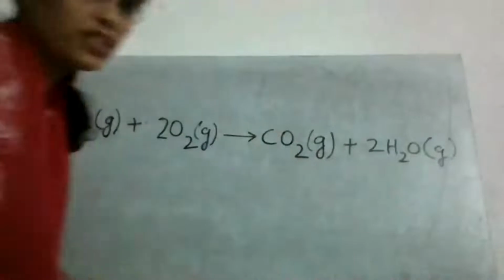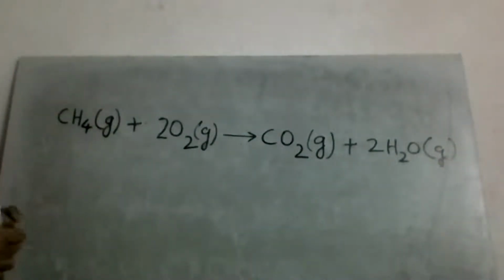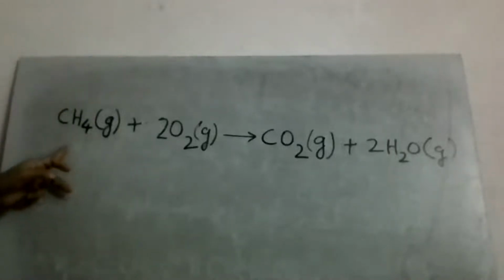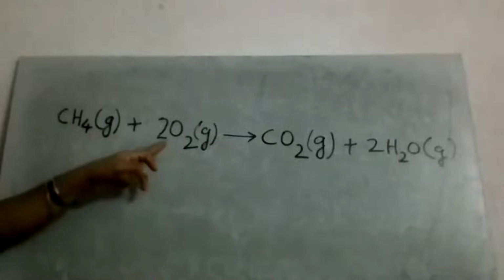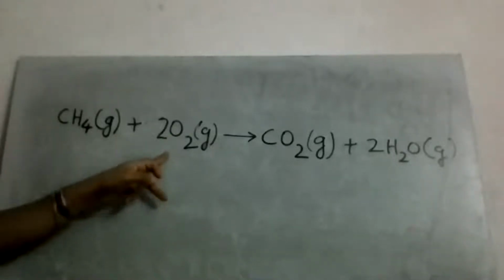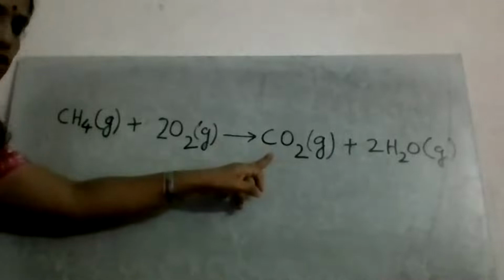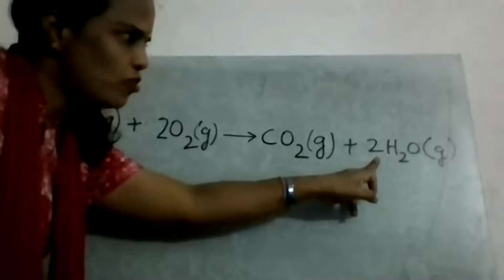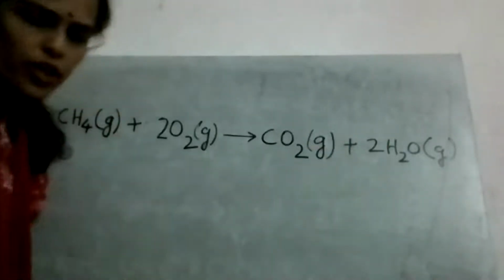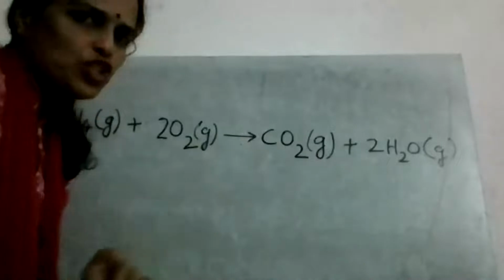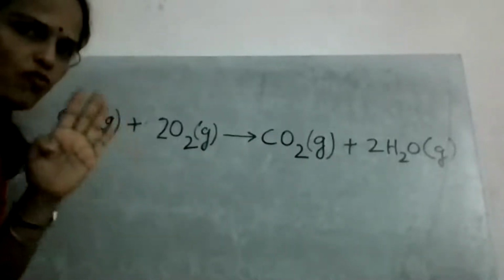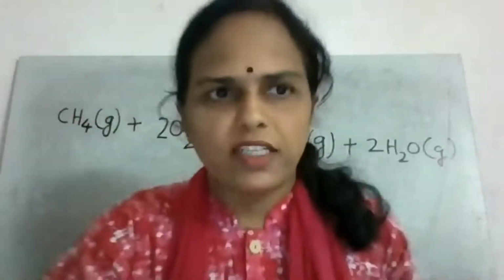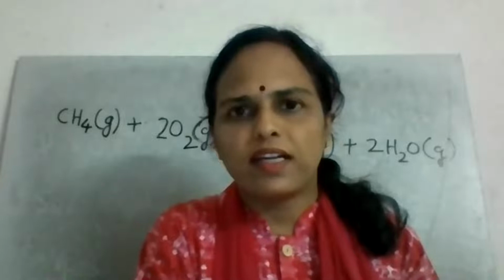So 3 ways I have read this equation. The fourth way of reading this equation is in terms of its atomic masses. So 16 grams of methane reacts with 2 into 32 grams of oxygen to form 44 grams of carbon dioxide and 2 into 18 grams of water respectively, that is 36 grams of water. So looking at the well-balanced equation, we can read it in 4 ways, and whatever is asked in the calculation, we can calculate from the data given.